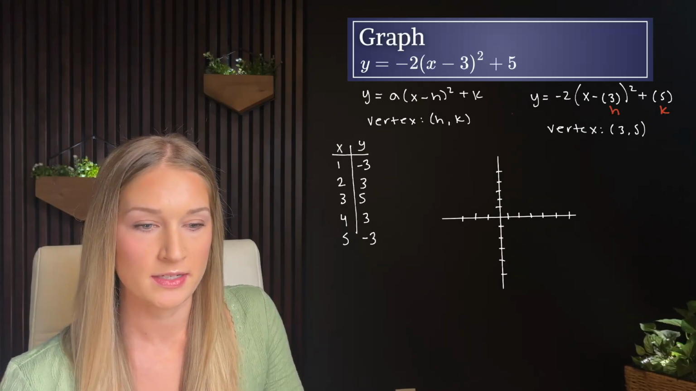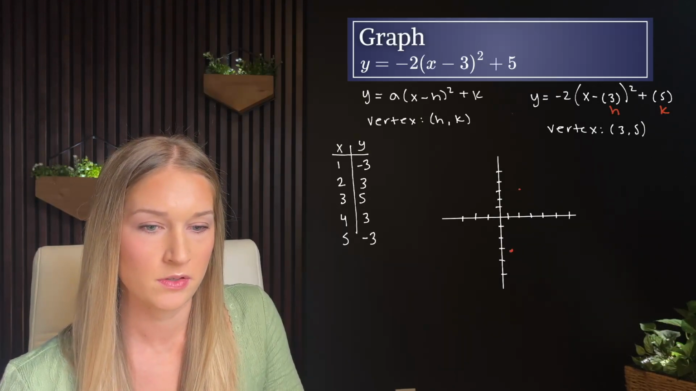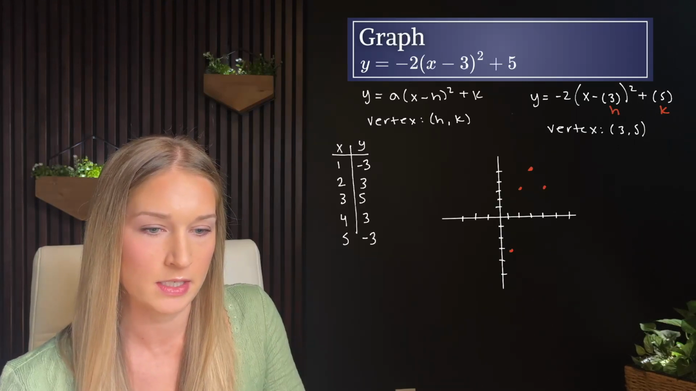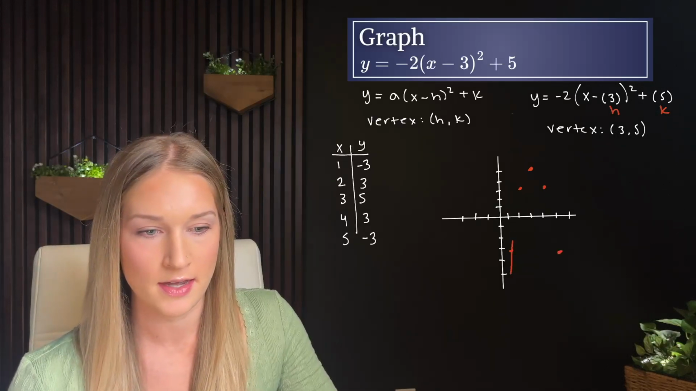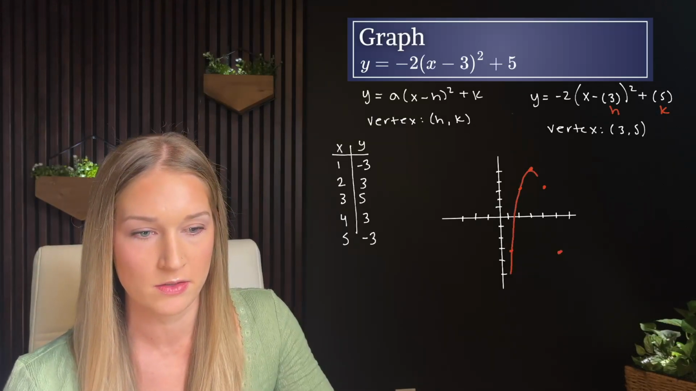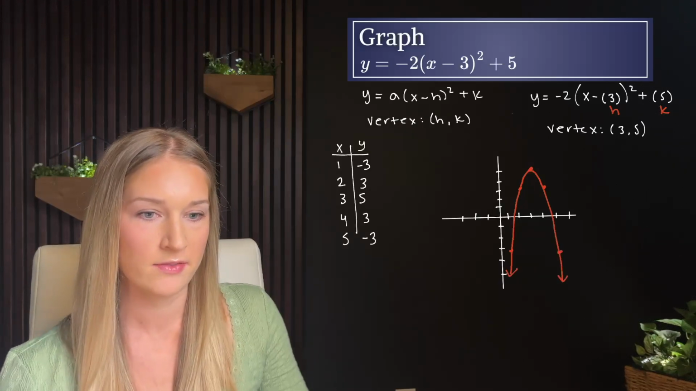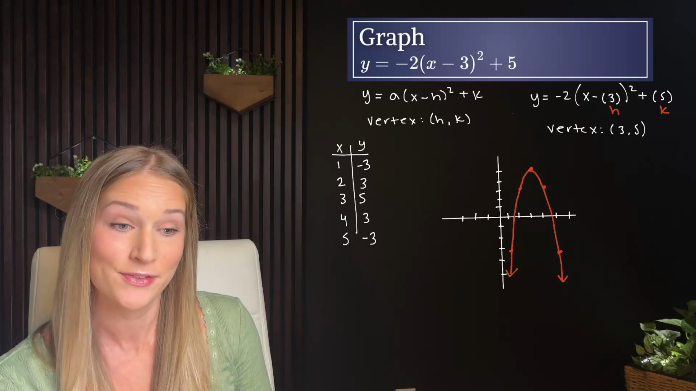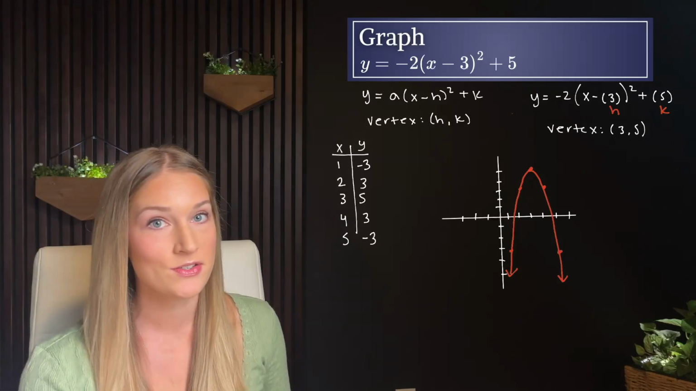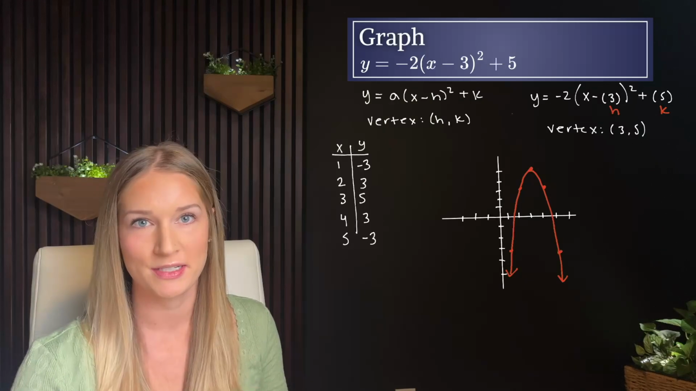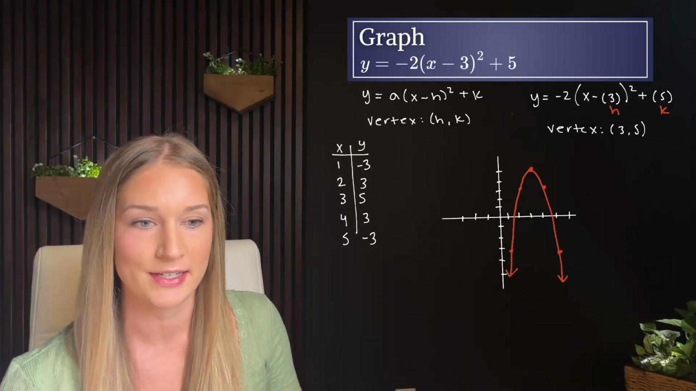My first point is (1, -3), (2, 3), (3, 5), (4, 3), and (5, -3). Connect the dots. You'll notice that you have a downward facing parabola with a maximum value of 5, and that is your graph. Now, if you were to do this using transformations, you're going to have the same outcome, but the process is going to be a little bit different.